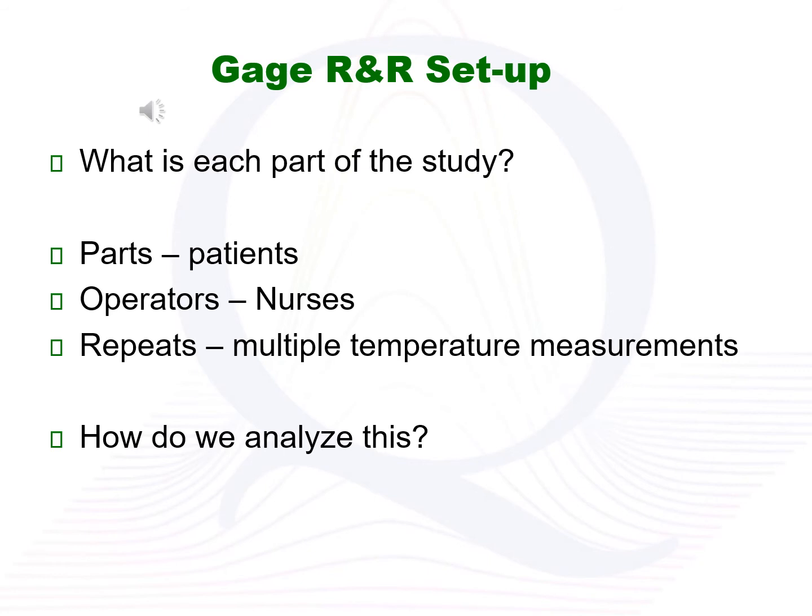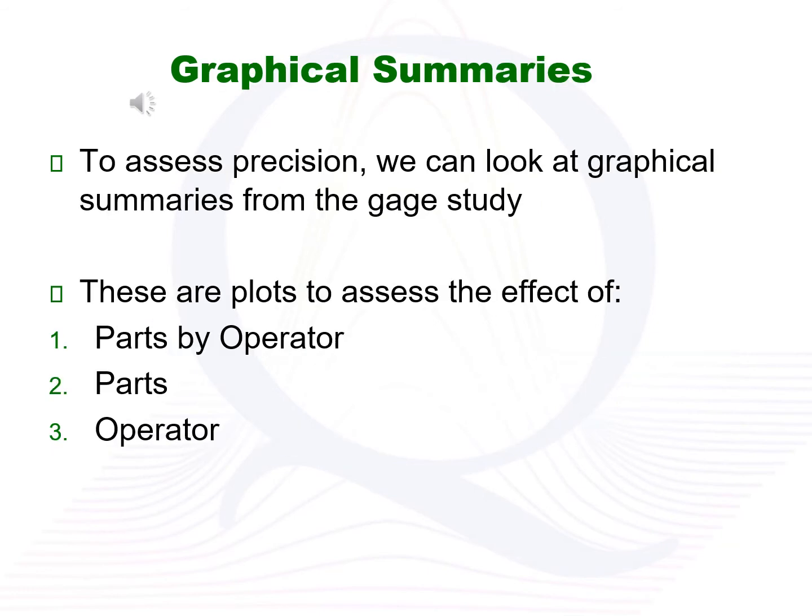So now we need to consider how to analyze this. We will be using the numerical and graphical techniques that we know and love, only put together in a specific way. For graphical summaries, we will use the plots of the mean temperature reading based on parts, operators, and parts by operator. We will be looking for any sort of patterns or extreme values.